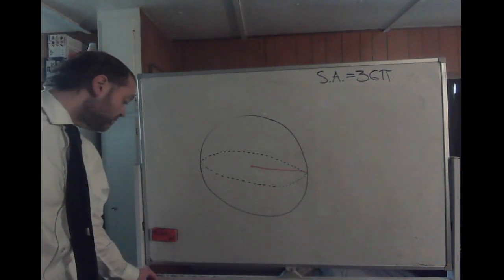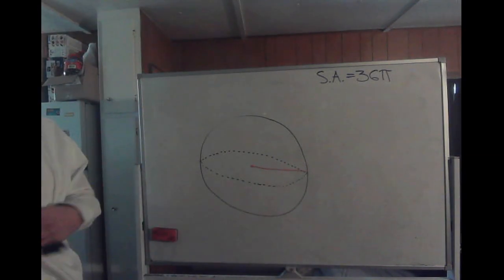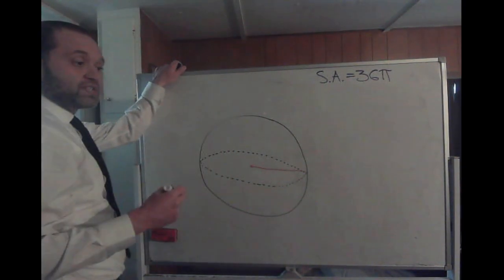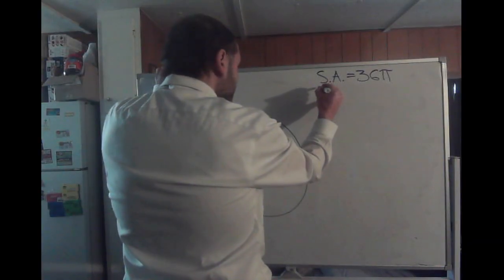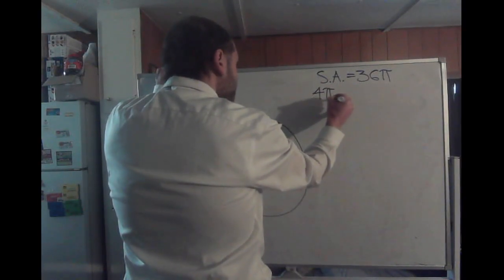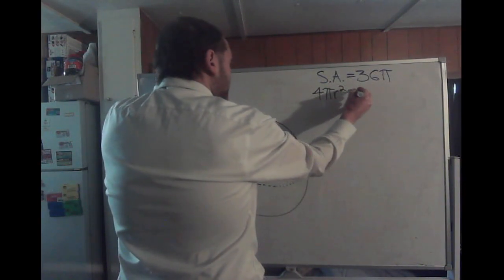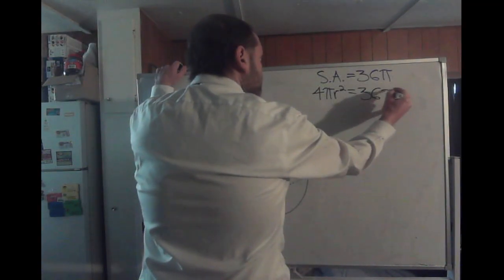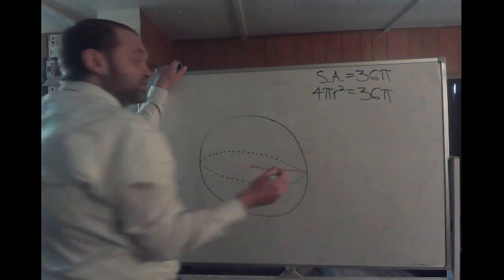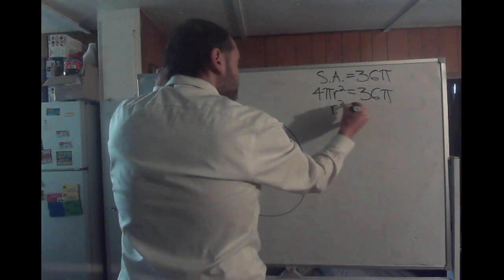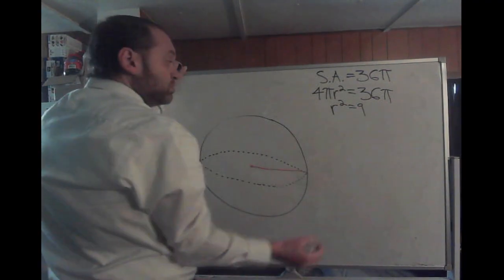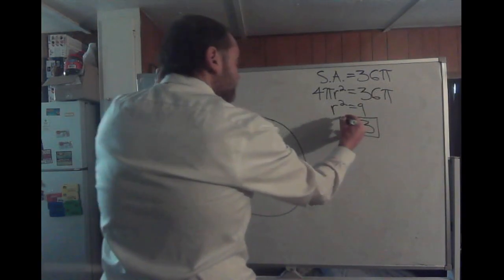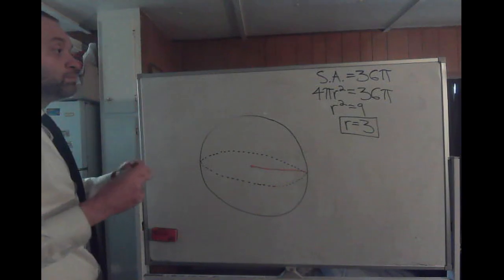Well, since we know the surface area, we should definitely find the radius first, right? What is the formula for the surface area of a sphere? Well, that's just 4 pi r squared. And since we have an actual surface area, we'll set that equal to 36 pi. Divide both sides by 4 pi, and you'll get that r squared equals 9, which would give you a radius of 3. So we just found the radius to have a length of 3.